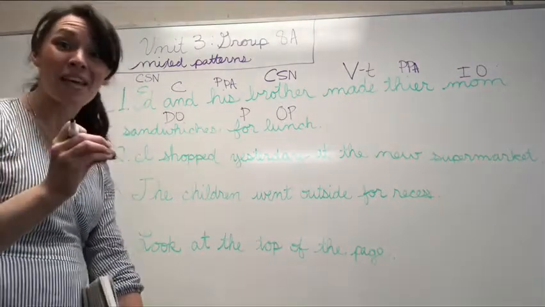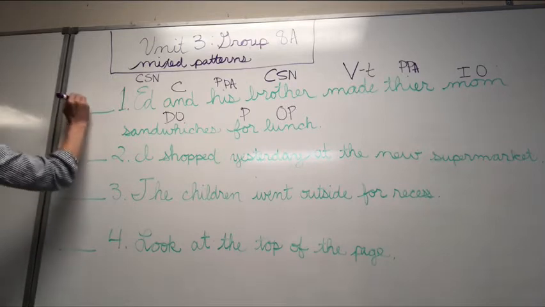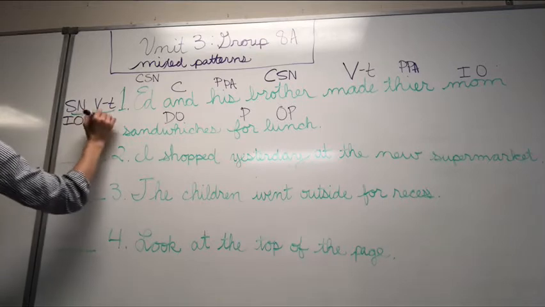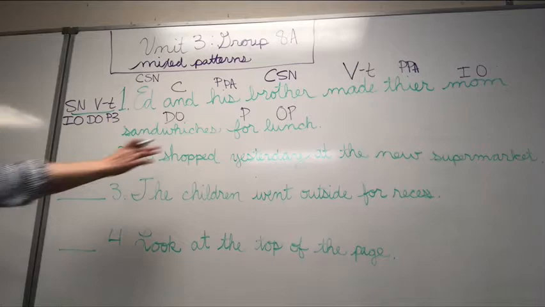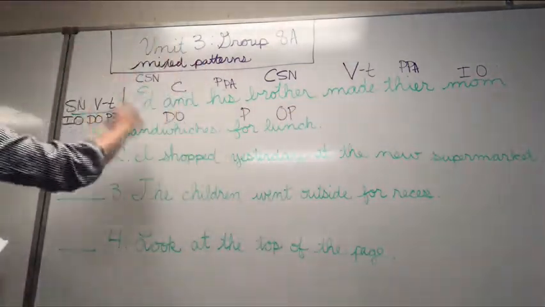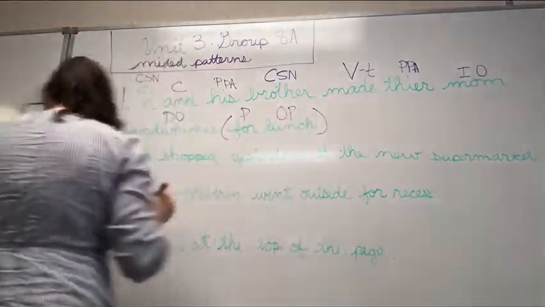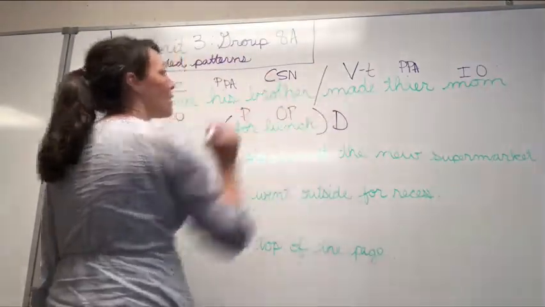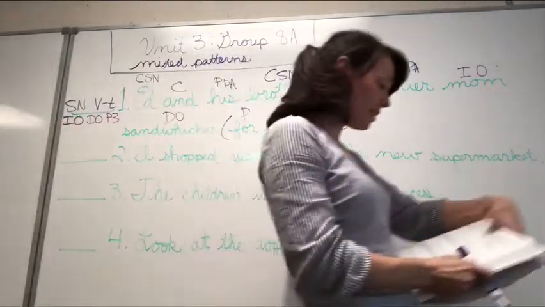So I know that sentences with indirect objects and direct objects are pattern 3. So I'm going to say subject, noun, verb, transitive, indirect object, direct object, pattern 3. Verb transitive, check again. Yes, made is my verb transitive, and I've got an indirect object and a direct object. For lunch, prepositional phrase. Period, statement, declarative sentence. Go back to the verb and divide the complete subject from the complete predicate. Very good. Let's find out what these next 3 sentences are.